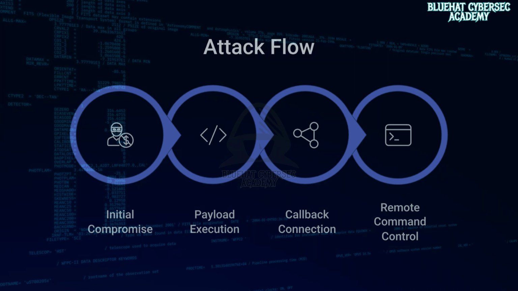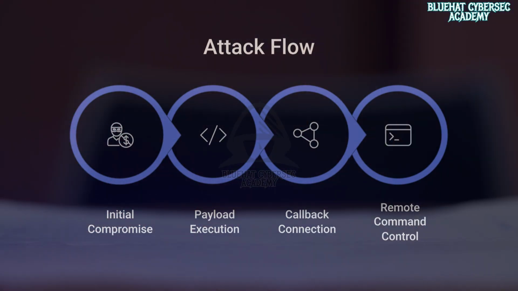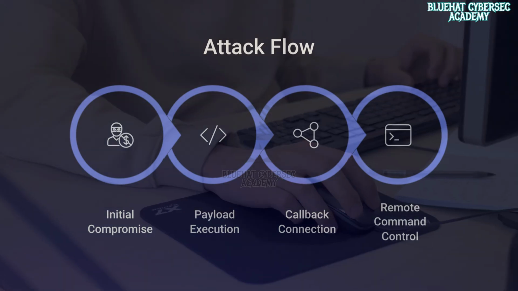Once that initial access is achieved, the next stage is payload execution. Here, the attacker runs a small piece of code or payload that instructs the system to initiate an outbound connection. Then comes the callback connection stage, where the compromised machine opens a network connection to an external system controlled by the attacker. And finally, we reach the most critical stage, remote command control.